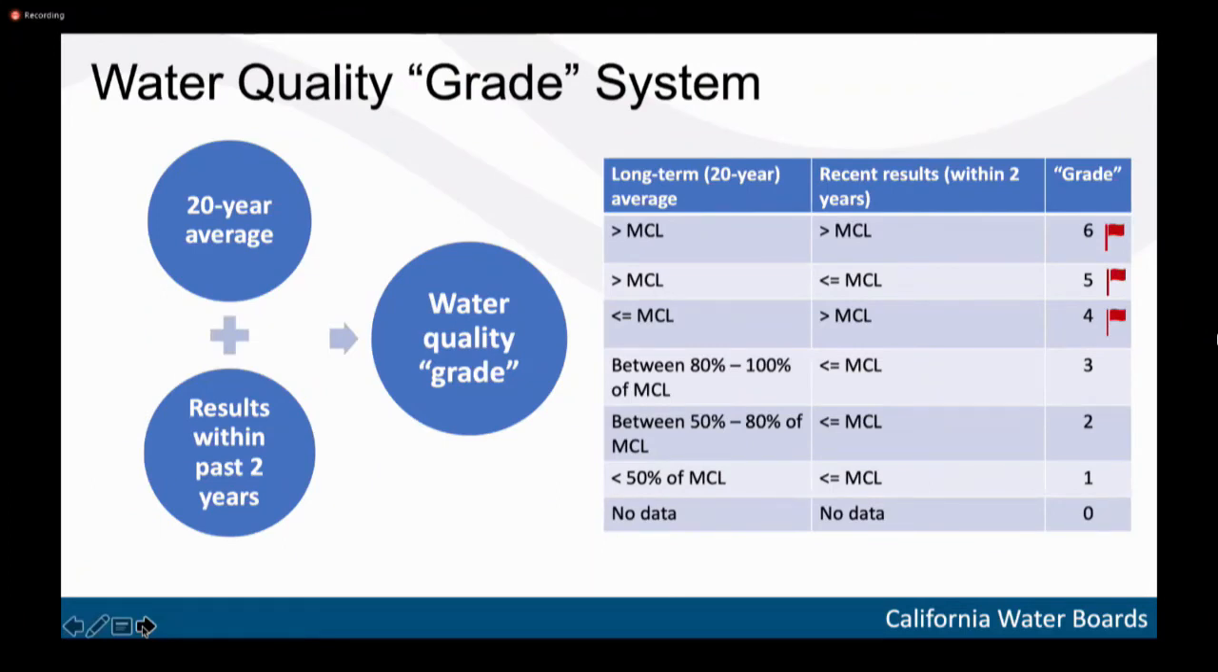The combination of the long-term average and recent results resulted in 7 different possible grades. And for the purposes of the needs assessment, grades of 4, 5, and 6 were flagged as potentially at risk. And you can see that this encompasses all sections that either had a long-term average and or any recent results above the maximum contaminant level, which was the threshold we used to assess for the needs assessment.